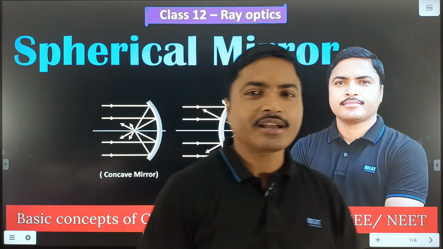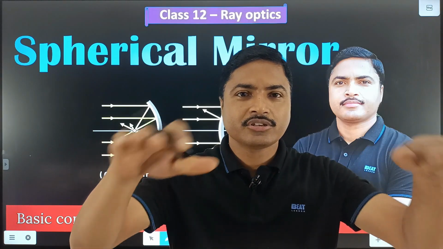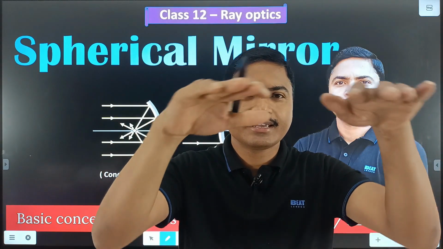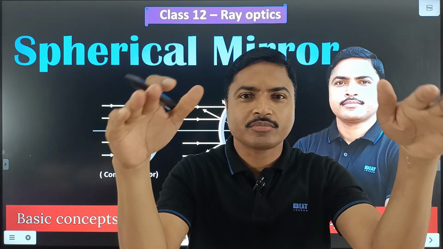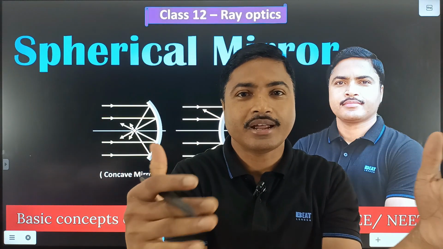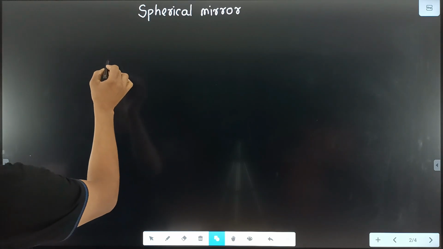But in case of spherical mirror, the surface is not a plane surface, it looks like a curved surface. Clear? In case of spherical mirror, the surface looks like a curved surface. And generally spherical mirrors are of two types. One is concave spherical mirror and another is convex spherical mirror.